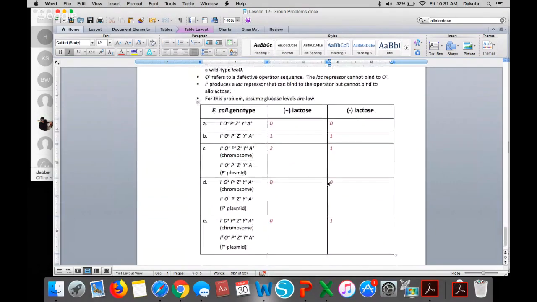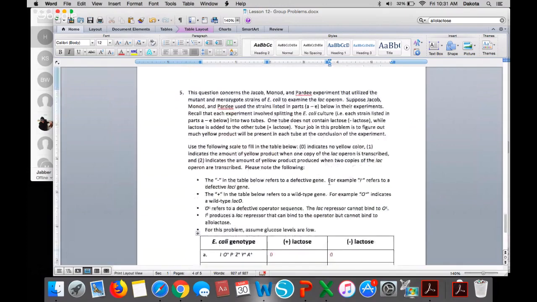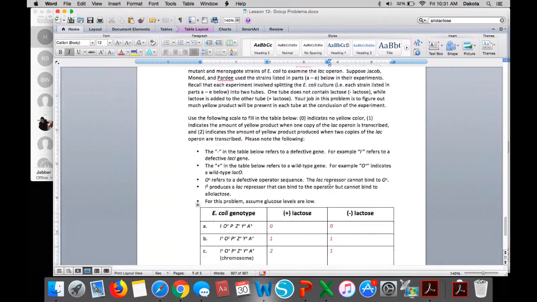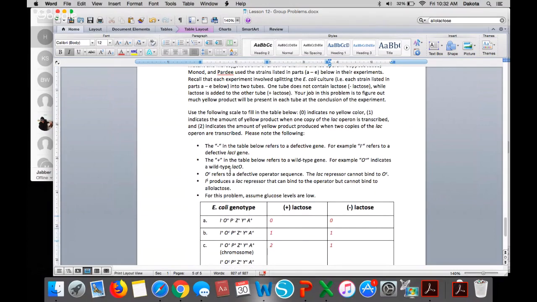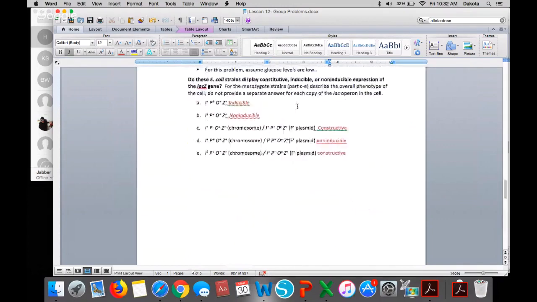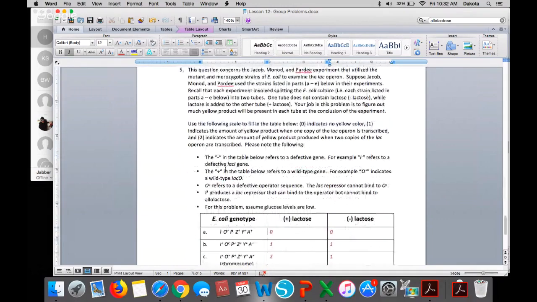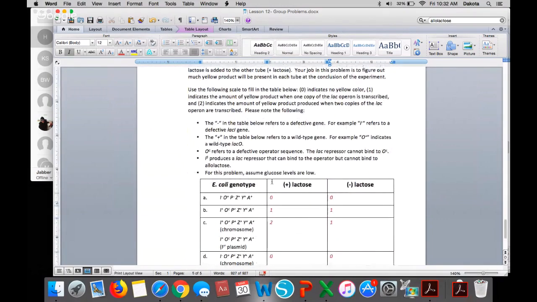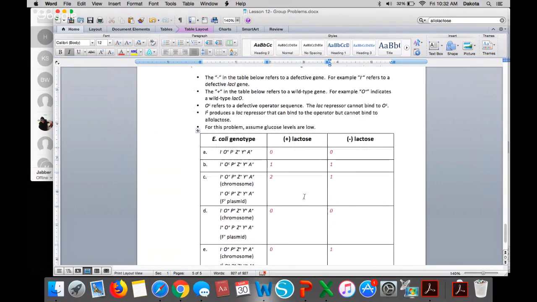And then the same thing kind of goes for number 5. Me and Kelton kind of did this one a little bit separate, but got pretty similar answers. Using what we found in number 4, along with her little sheet that she gives us right here, you can figure out what type of yellow it'll have, whether it's 0 yellow, 1 yellow, or 2 yellow.